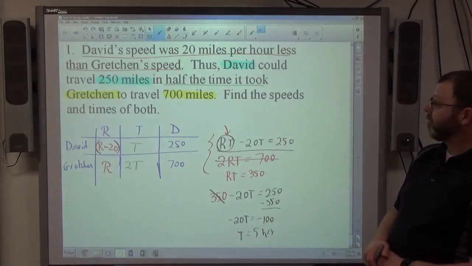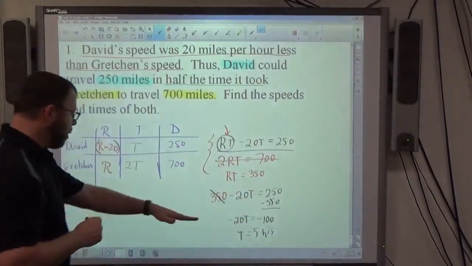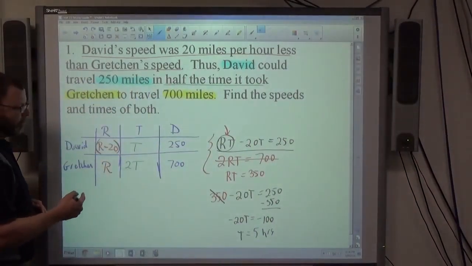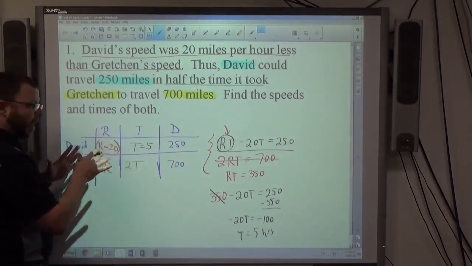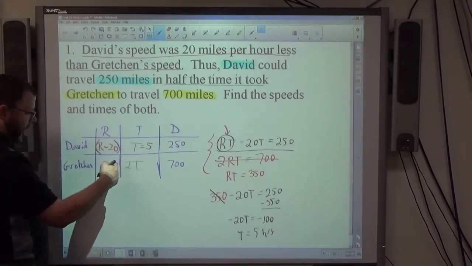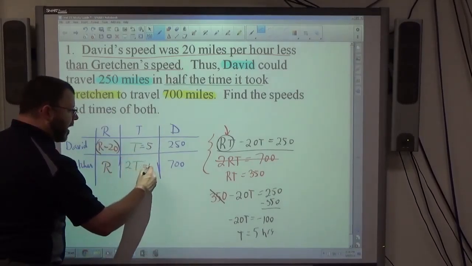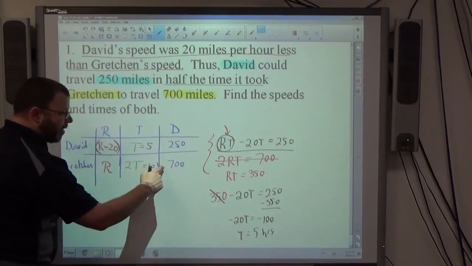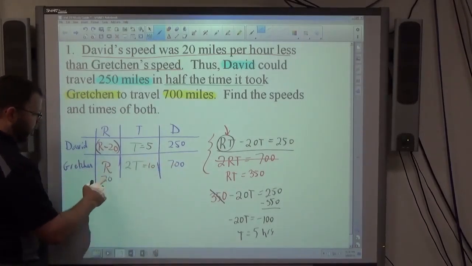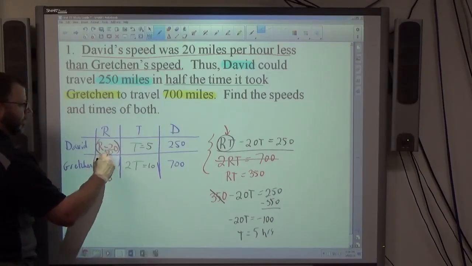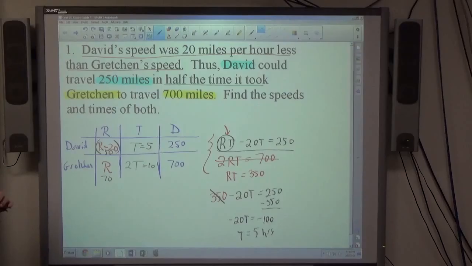The question asks us to find the speeds and times of both. So, once I find an answer, I go back to my chart to establish what that answer represents. T equals 5 hours, that's David's time. Looking at all the other stuff I'm supposed to find, Gretchen's time, Gretchen's rate, David's rate: T is 5, so 2T is 10. R times 10 is supposed to be 700, so R must be 70, because 70 times 10 is 700. 70 minus 20 is 50. 50 times 5 is 250. So you can verify that everything works.